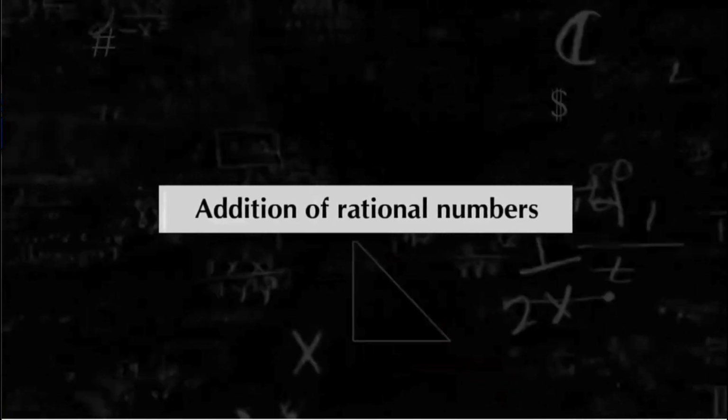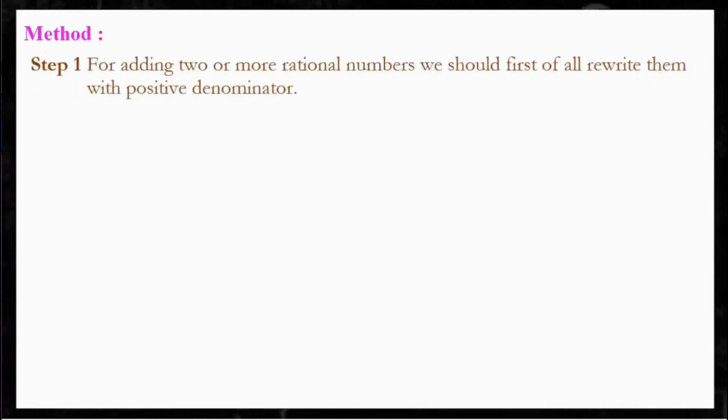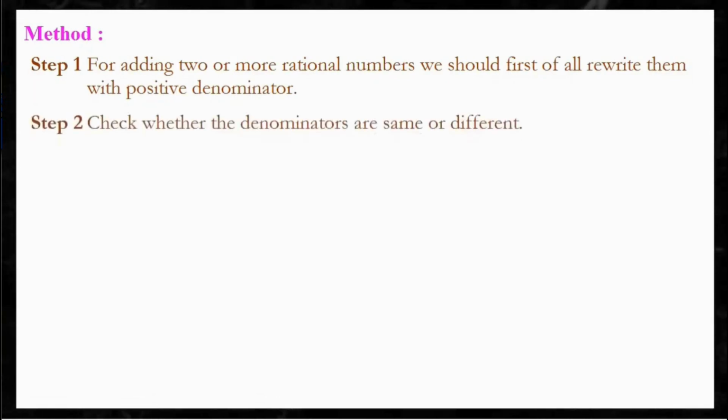Addition of rational numbers. Method. Step 1. For adding two or more rational numbers, we should first of all rewrite them with positive denominator. Step 2. Check whether the denominators are same or different.